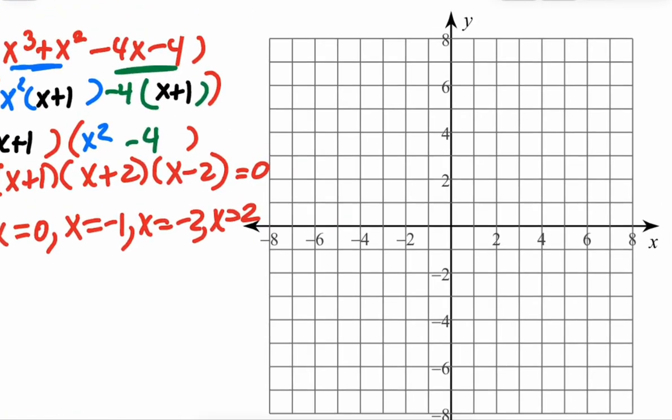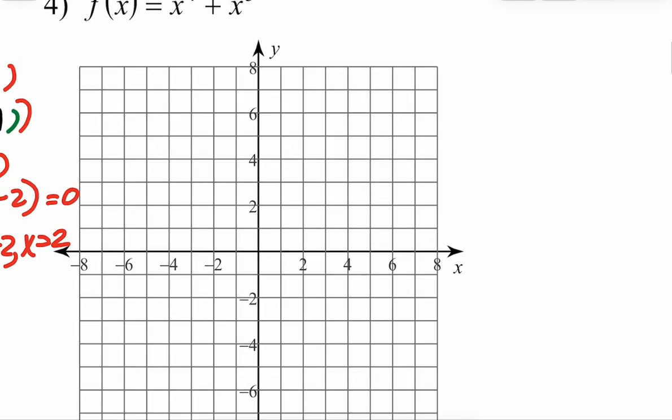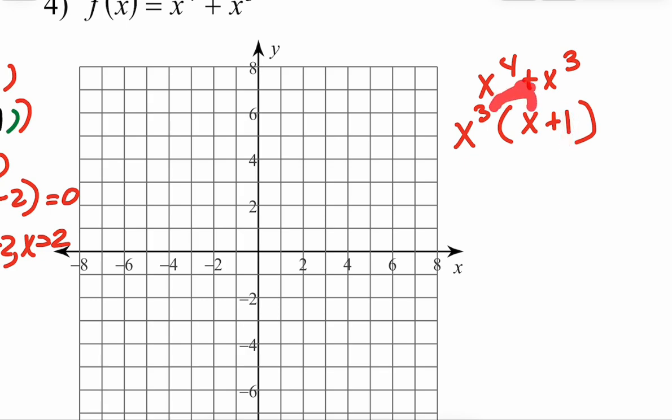Let's look at number 4. So the first thing we're going to do with number 4 is we are going to factor it. Always look for a greatest common factor. It has an x in it. The lowest power is 3, so that means I can remove an x cubed from both pieces. If I divide out an x cubed, I get x plus 1. Don't forget you have to have that 1 here. A way to check your work is if I redistribute, will I get what I started with? And you would. That gives us 3 zeros.